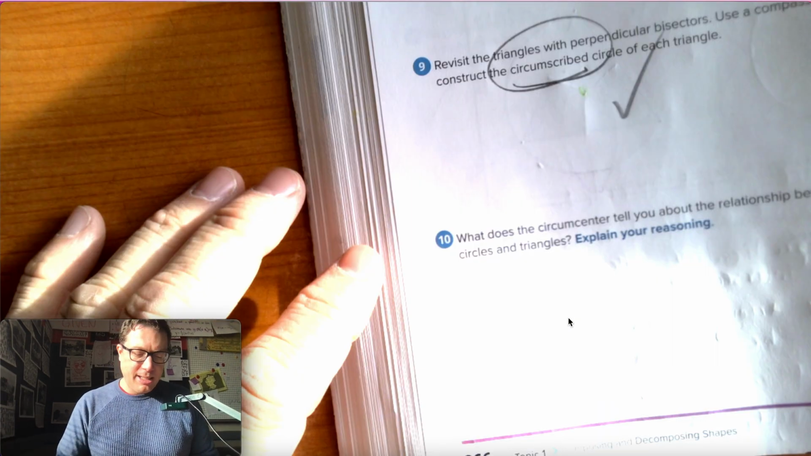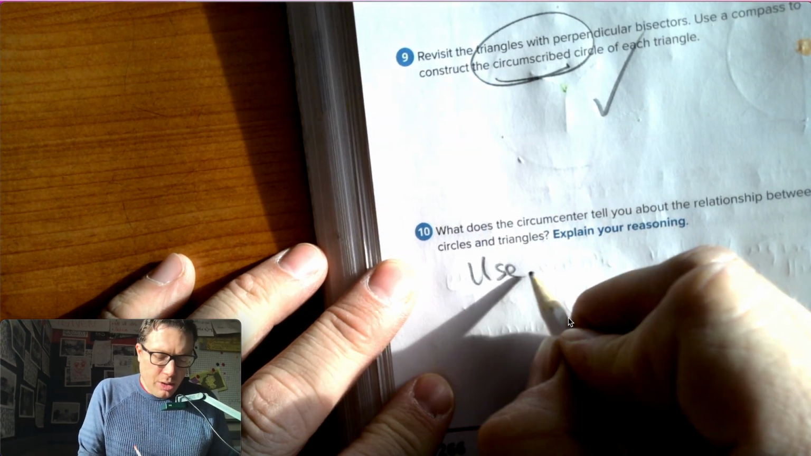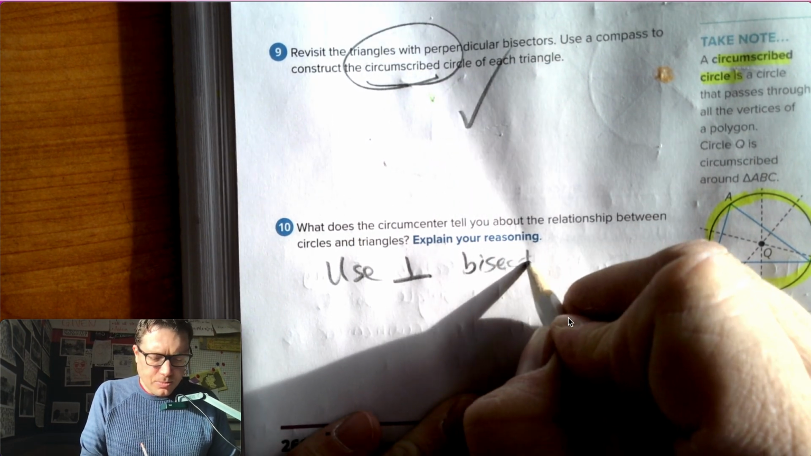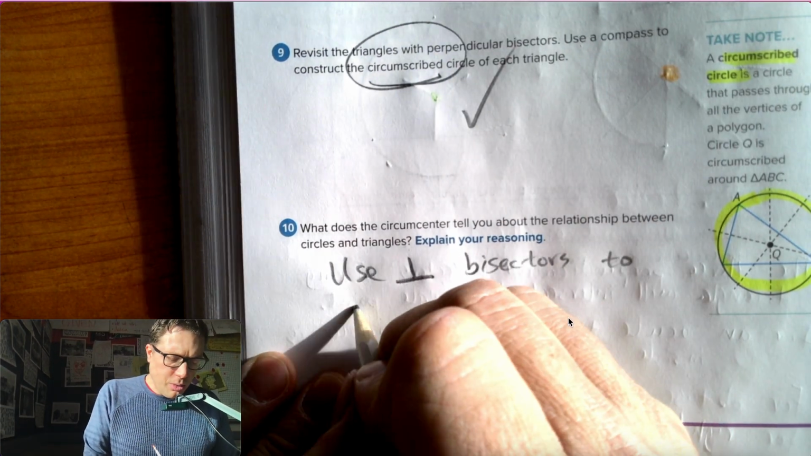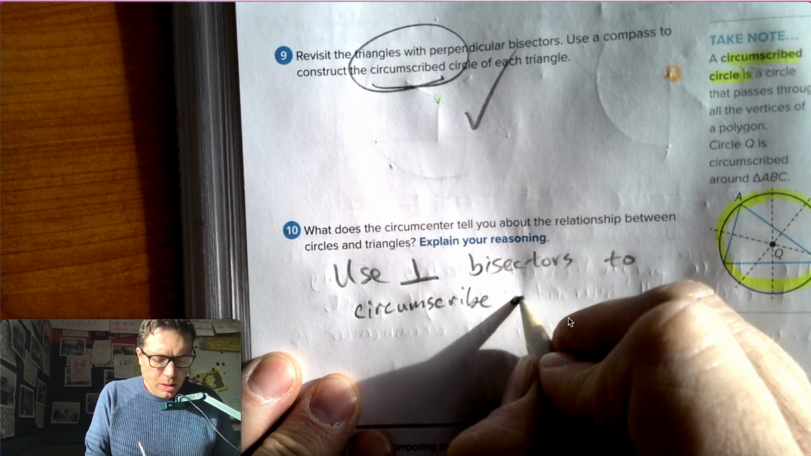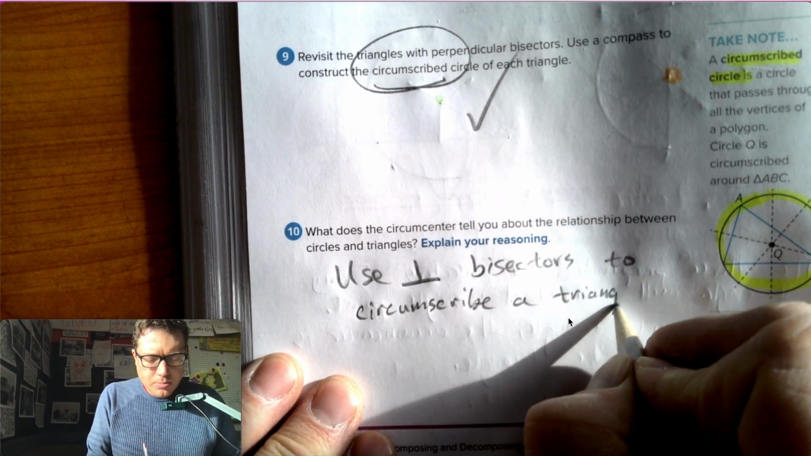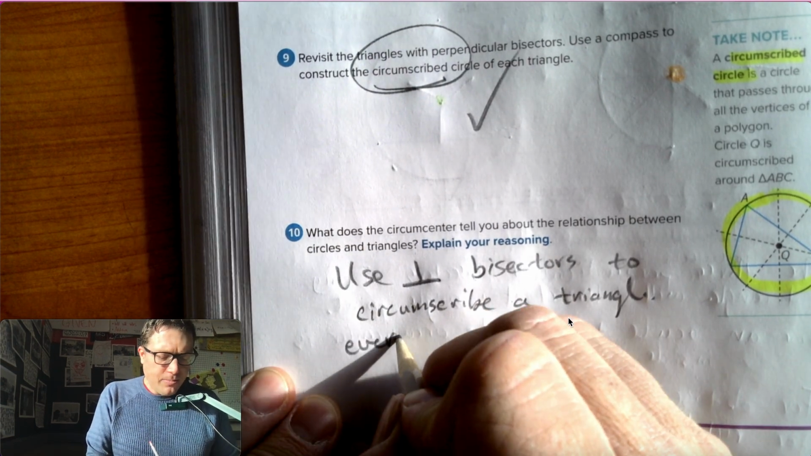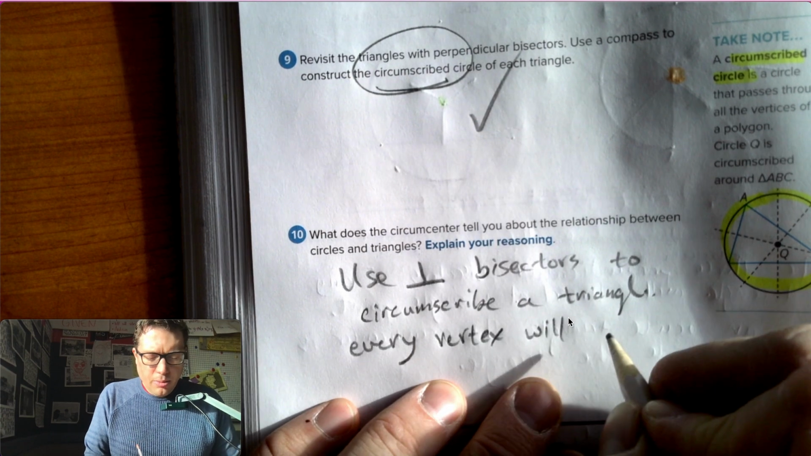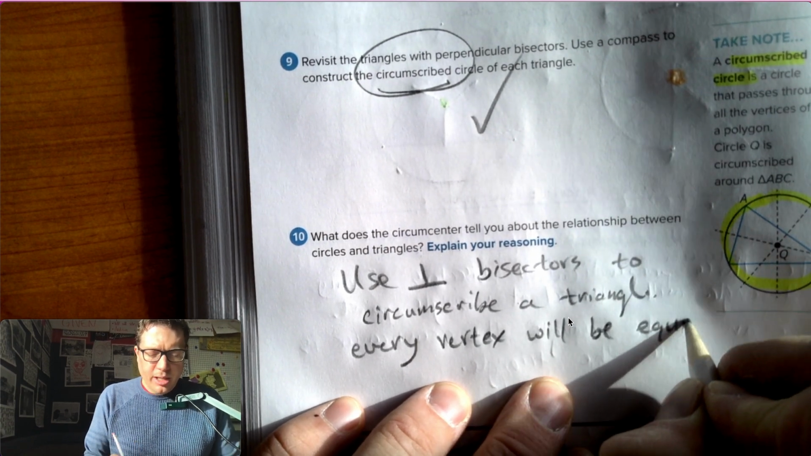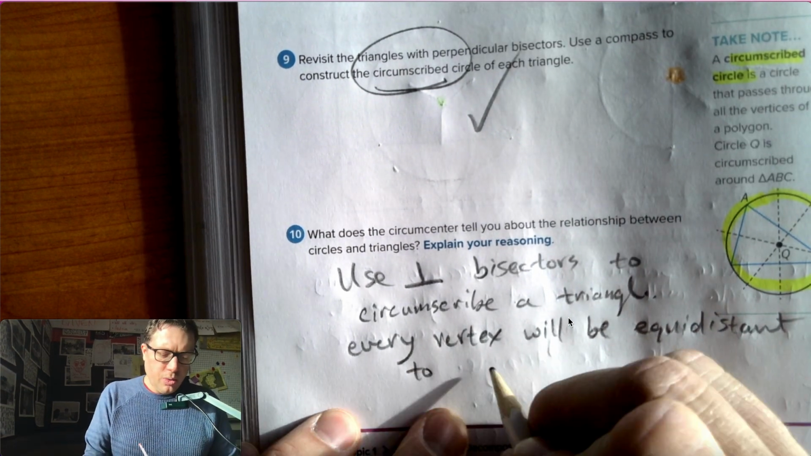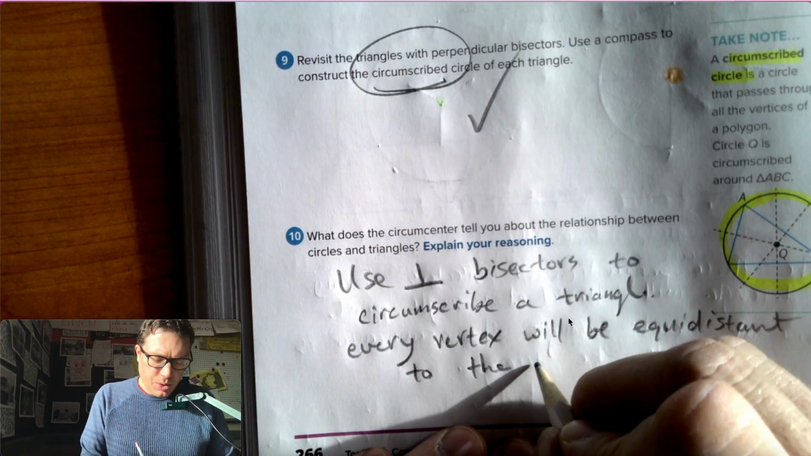You need perpendicular bisectors. So use perpendicular bisectors to circumscribe a triangle. Every vertex will be equidistant to the circumcenter.